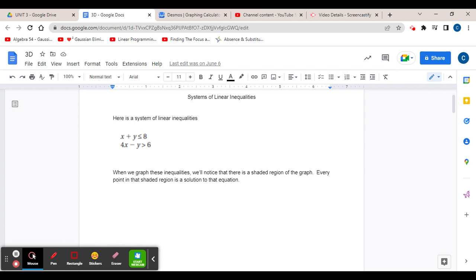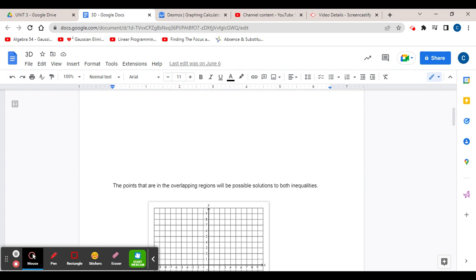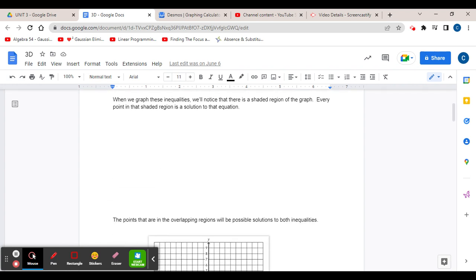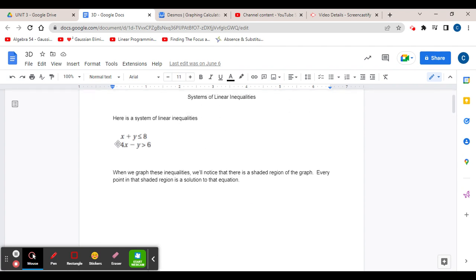So we're going to graph these inequalities, and we're going to notice there's a shaded region in the graph. There's going to be a couple of shaded regions, but where the shaded regions overlap are the possible solutions of both inequalities. So, jumping the gun a little bit: when we graph these inequalities, each graph has a shaded region. Each point in the shaded region is a solution to that inequality.